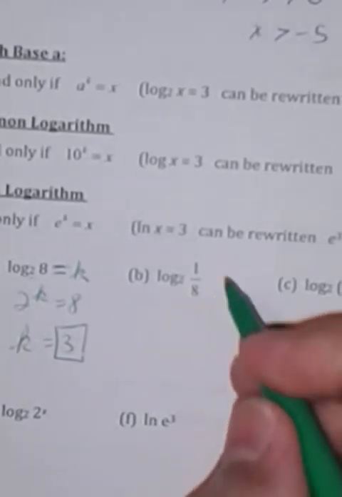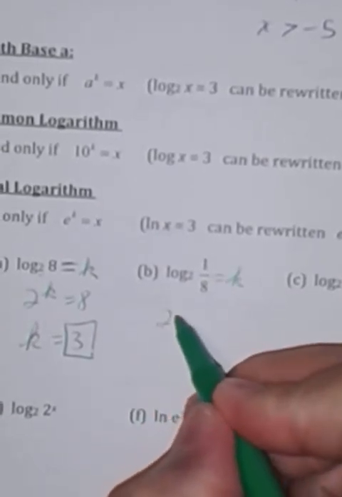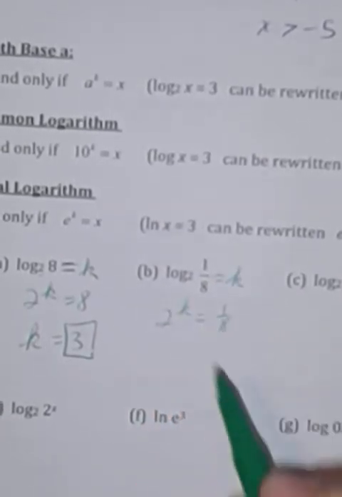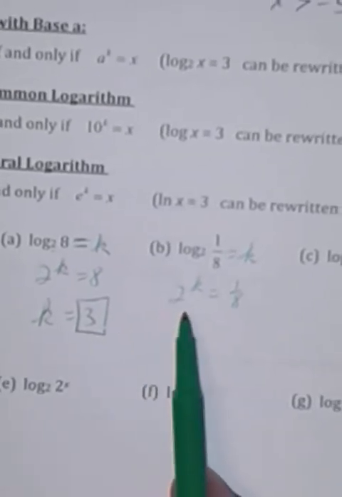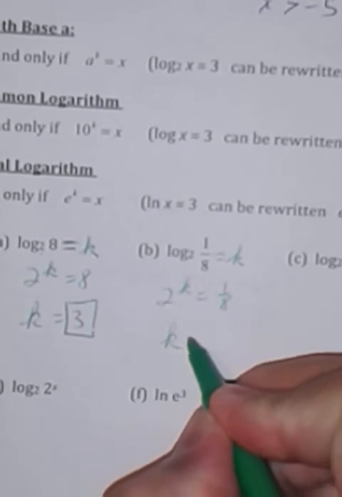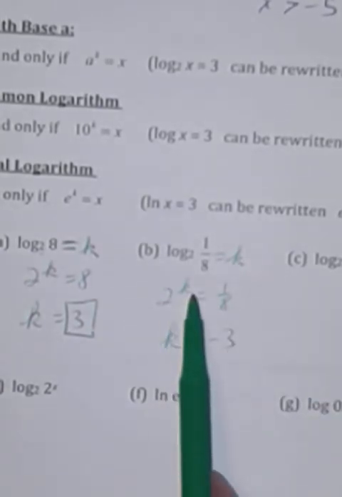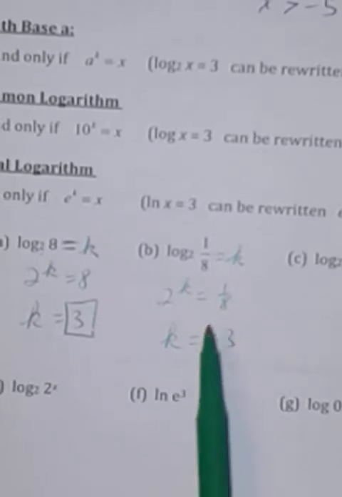Log base 2 of 1/8. I'm going to say that would be k. So that means 2 to the k equals 1/8. You remember 2 to the third equals 8. How do we make it 1/8? We just make k negative. K has to be negative 3. So 2 to the negative 3 would be 1 over 2 to the third, and that's 1 over 8.